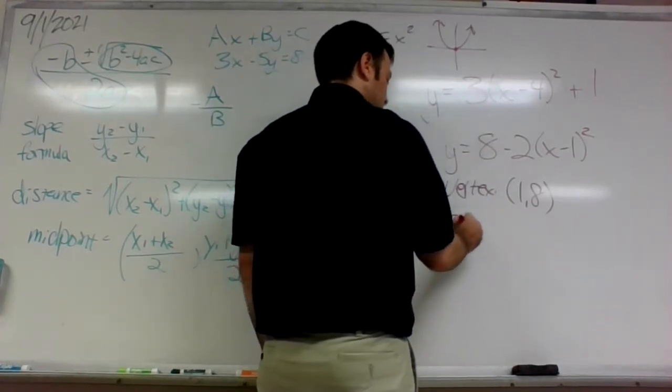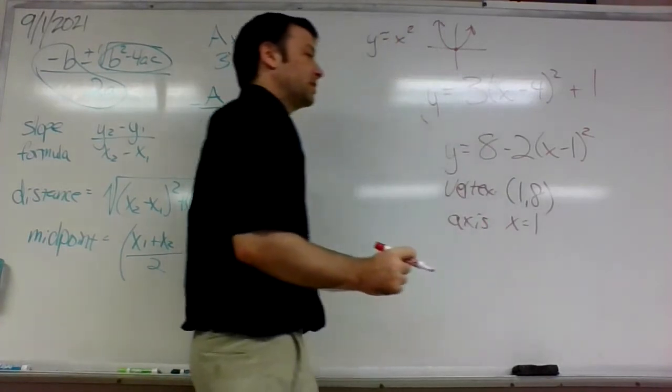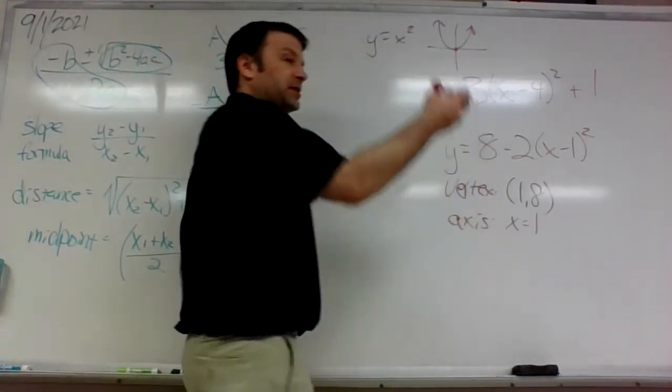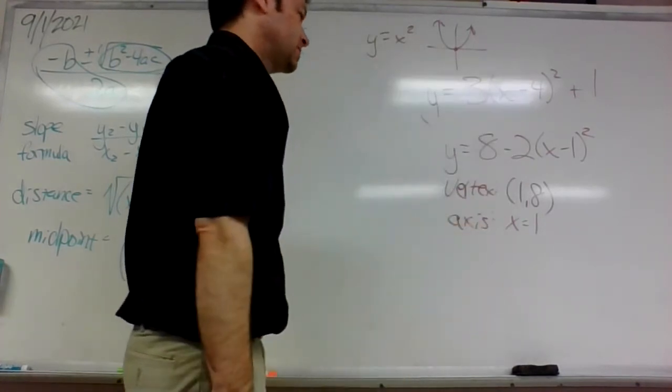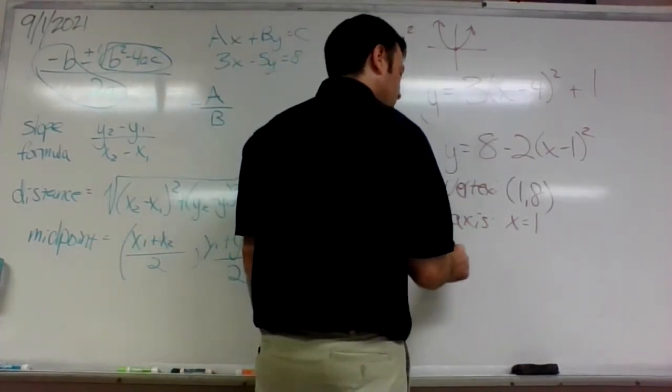And the axis of symmetry is x equals 1. You've got to be more specific: x equals 1, because remember, that's a vertical line through 1 on the x-axis. Okay, and then the x and y intercepts.